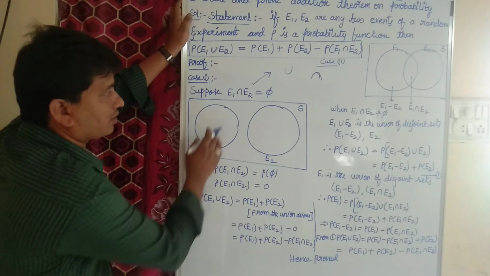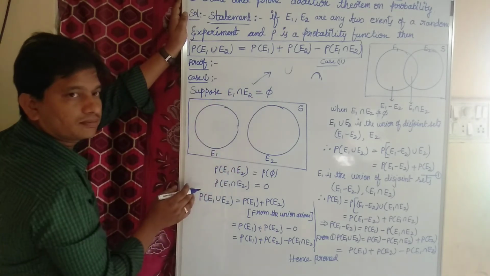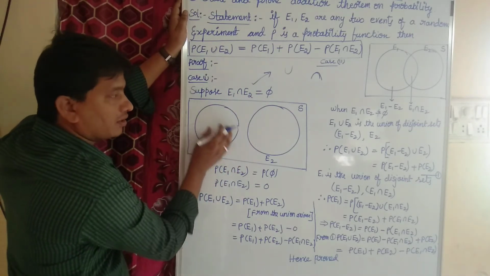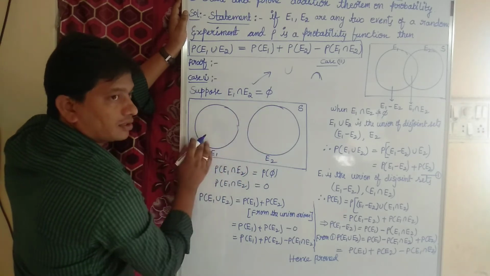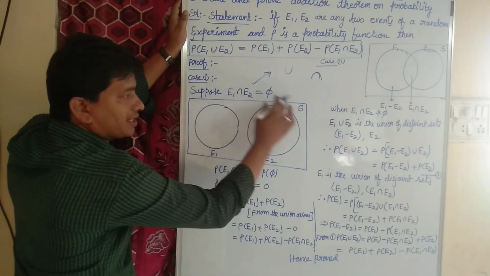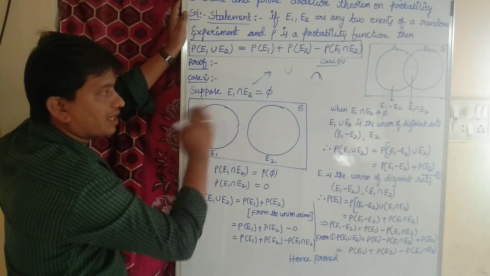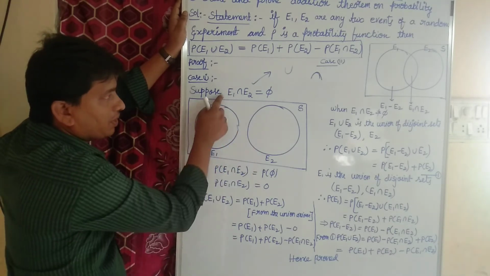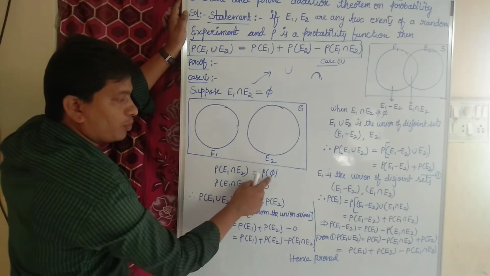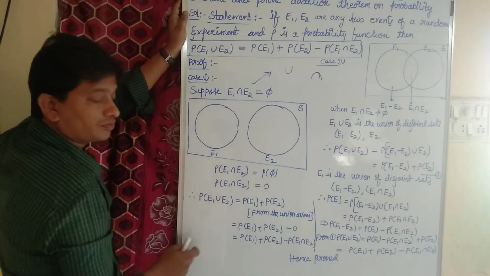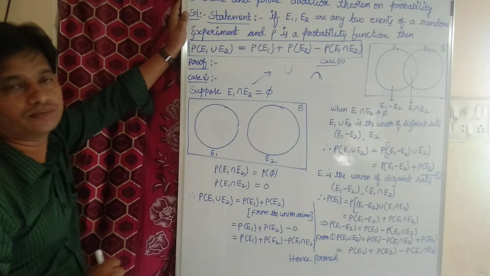What is our case 1? E1 intersection E2 equal to pi. So this is our event E1 and this is our event E2. They both are disjoint events in a sample space S. So let us apply probability on both sides. Probability function, P of E1 intersection E2 equal to P of pi. As we know, the probability of an empty set is 0. So P of E1 intersection E2 equal to 0.